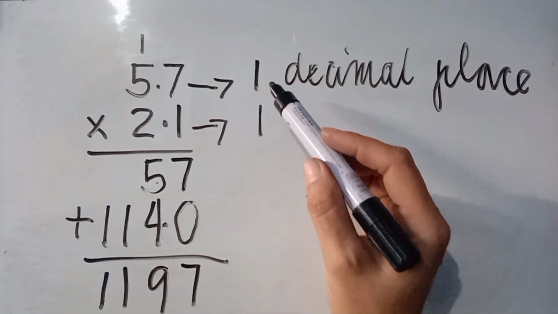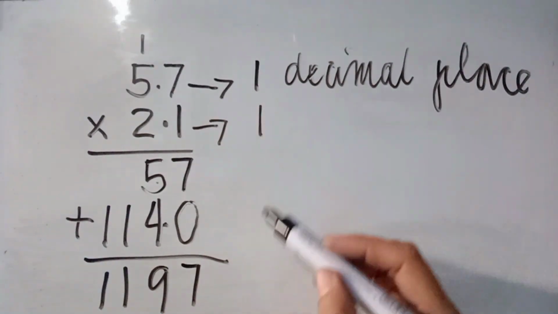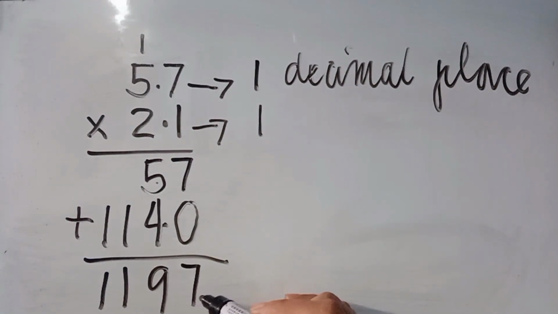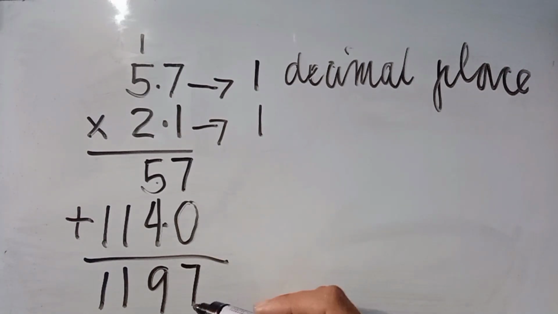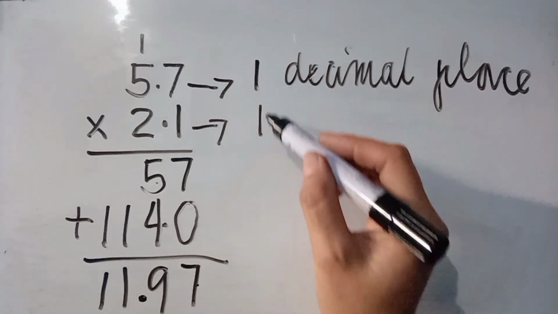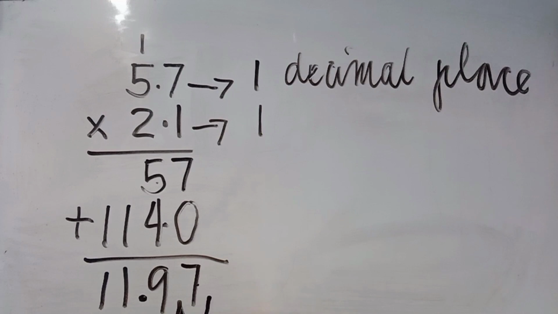So, sabi natin, 2 ang decimal places lahat-lahat. So, dapat 2 decimal places dito sa product. Okay, so, let's count 2 decimal places from the right to the left. So, 1, 2. So, dito po ang ating decimal point. Again, 2 decimal places lahat-lahat. So, 1, 2. So, yun na po ang decimal point. So, therefore, our product is 11 and 97 hundredths.